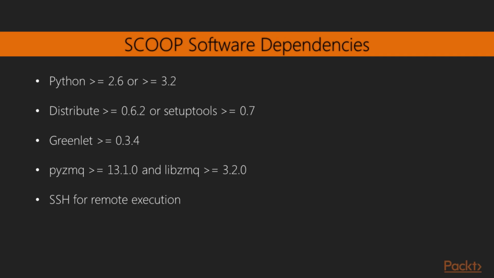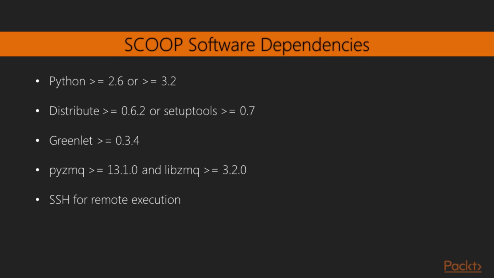1. Python, greater than or equal to 2.6 or greater than or equal to 3.2. 2. Distribute, greater than or equal to 0.6.2, or setuptools greater than or equal to 0.7. 3. Greenlet, greater than or equal to 0.3.4. 4. PyZMQ, greater than or equal to 13.1.0, and LIBZMQ, greater than or equal to 3.2.0. 5. SSH for remote execution.